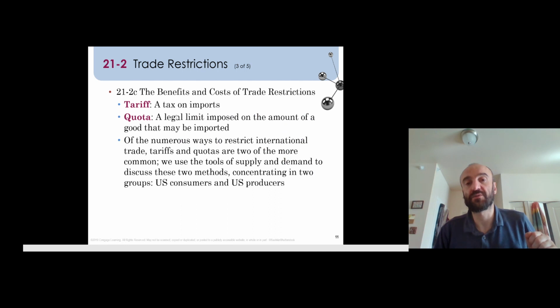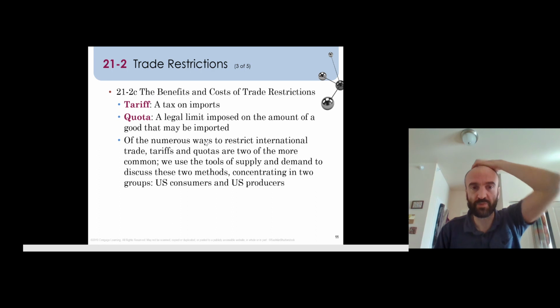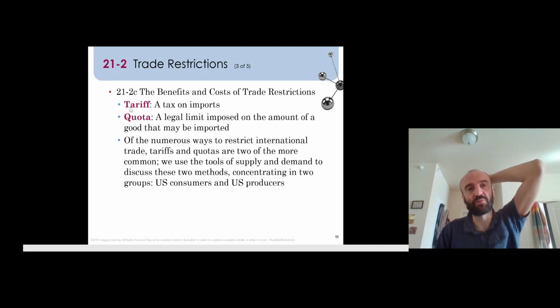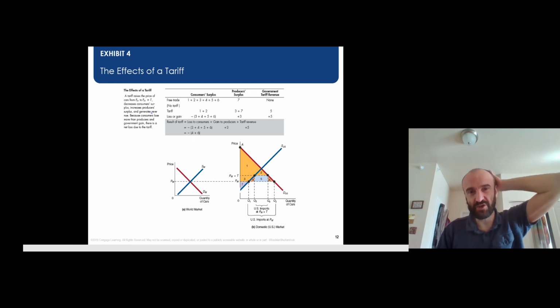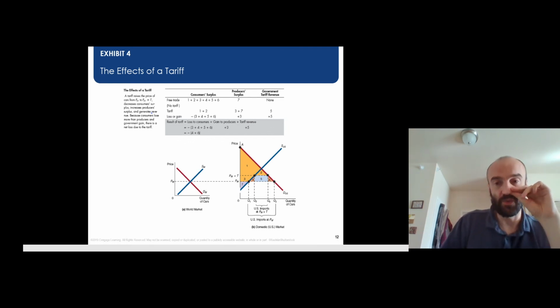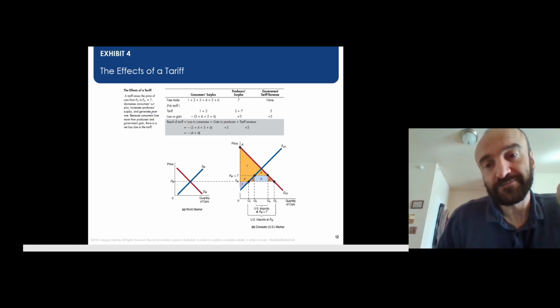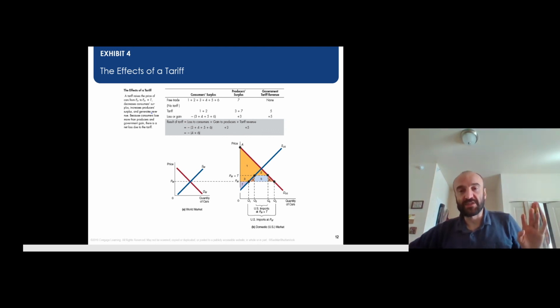Tariffs and quotas: a tariff is a tax on imports, and a quota is a legal limit on the amount of goods. So these are the technicalities, the different ways in which protectionism could be imposed. We are assuming now that a tariff is imposed. And now this is interesting. This image here shows you exactly, on one example, why protectionism has both of these effects.